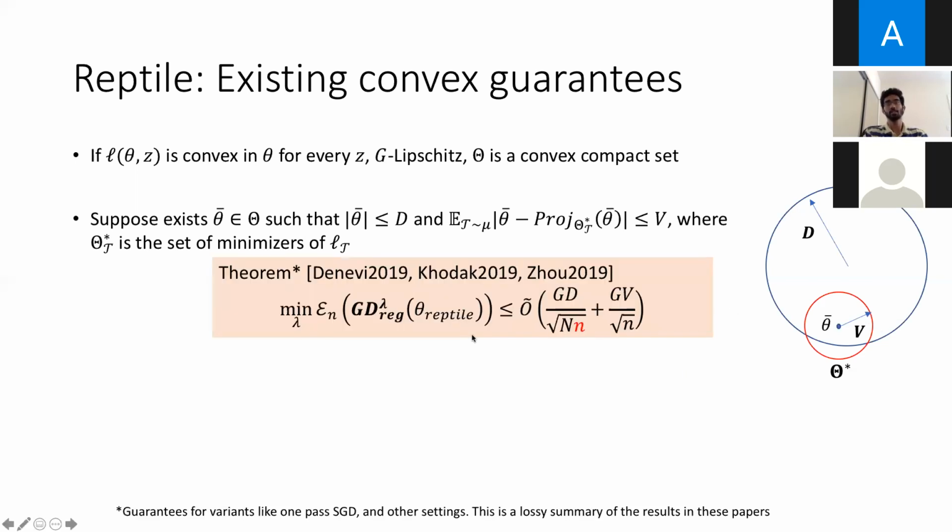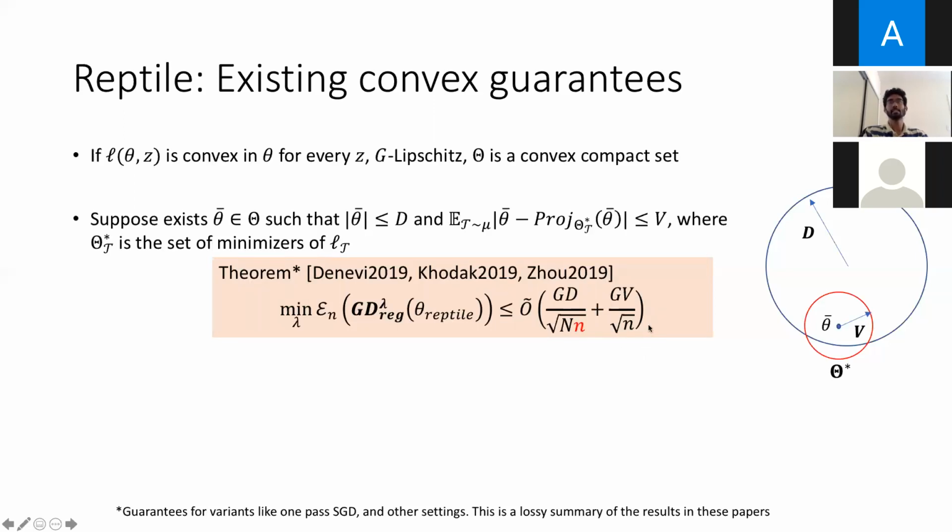And if you have such a setting, then this is a result from multiple papers from last year, and just a disclaimer that this is a very lossy summary of the results, and they show results for slightly different settings for different algorithms, etc. But the essence is the following: the excess risk for using the initialization learned by Reptile on, let's say, the regularized gradient descent objective will have excess risk upper bounded by this, where again the important quantity for us here is this GV divided by square root n.